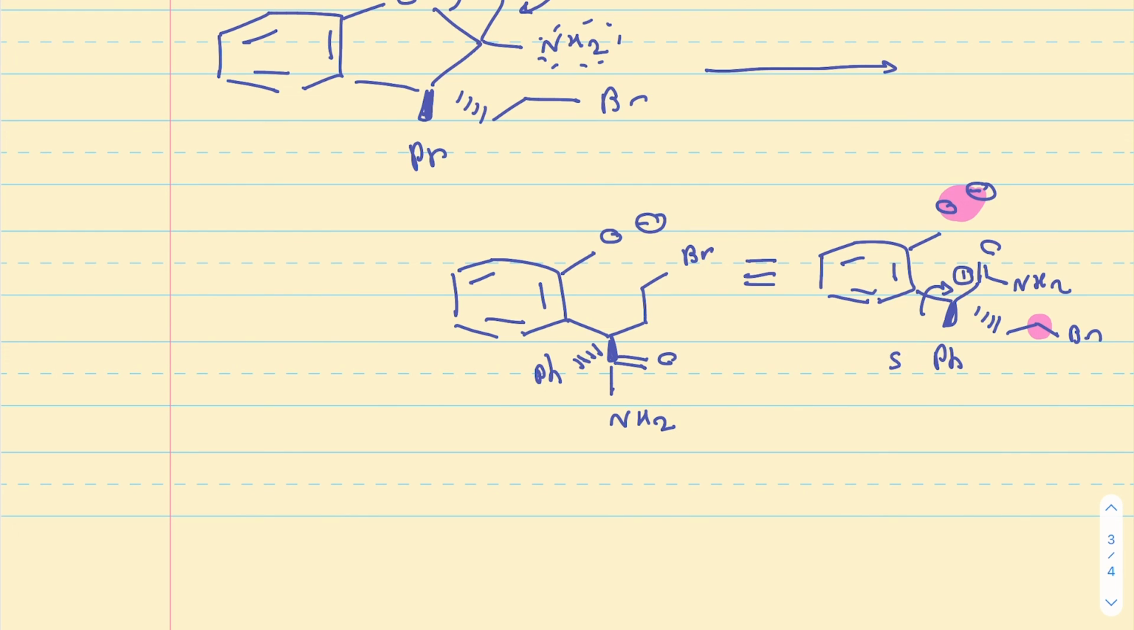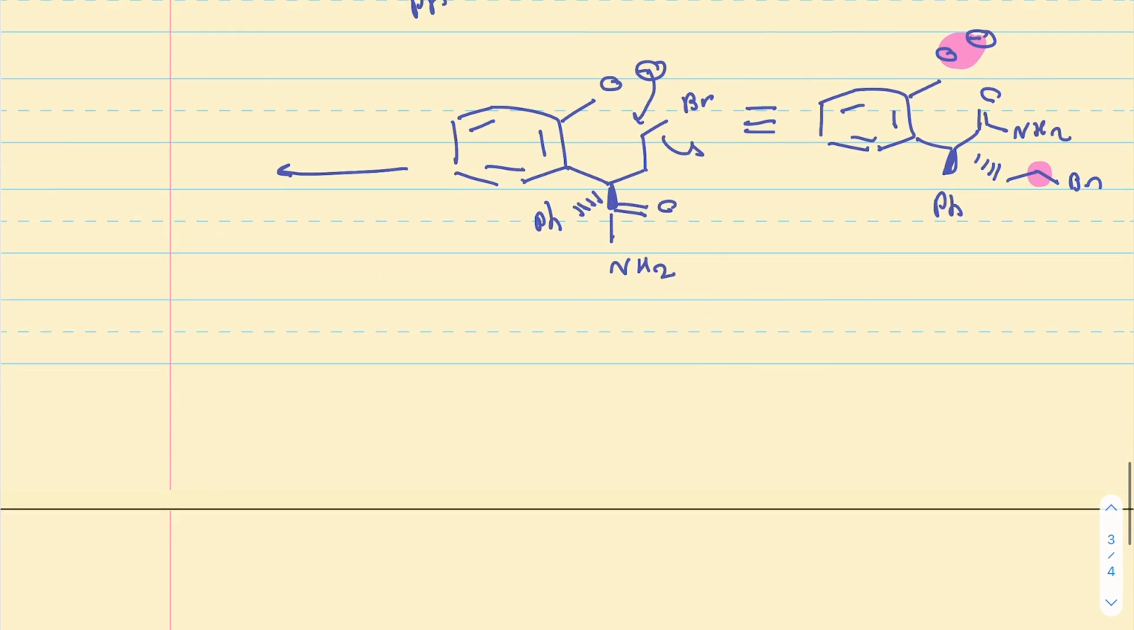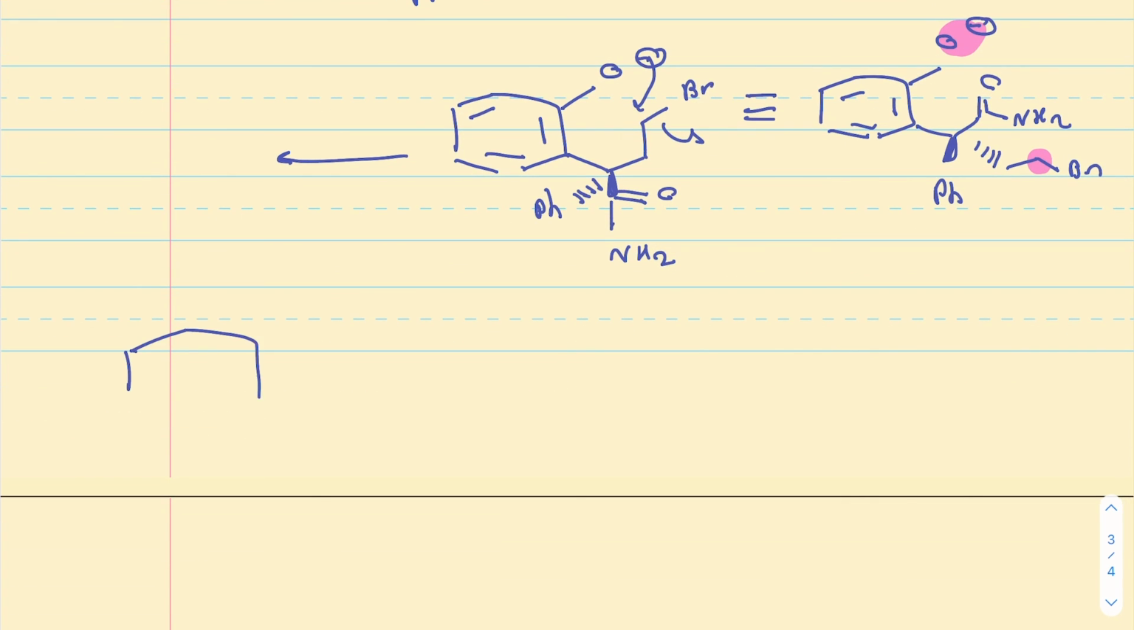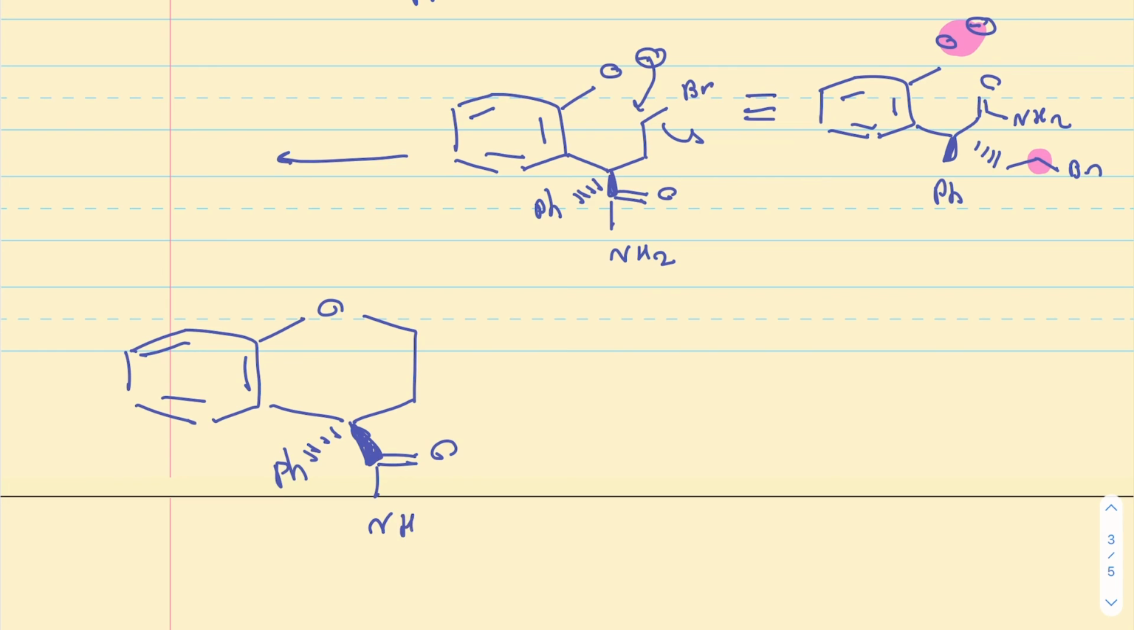And then all that needs to happen right now is for my oxygen to attack this carbon, kick this out, and that basically gets me to the product, creating a 6-membered ring. So this is it.